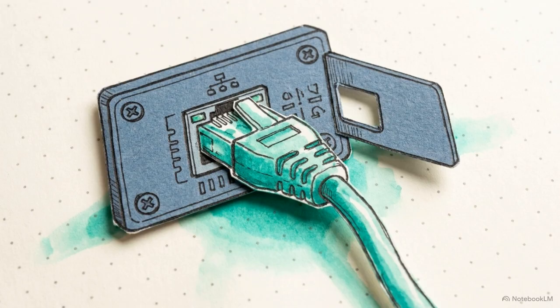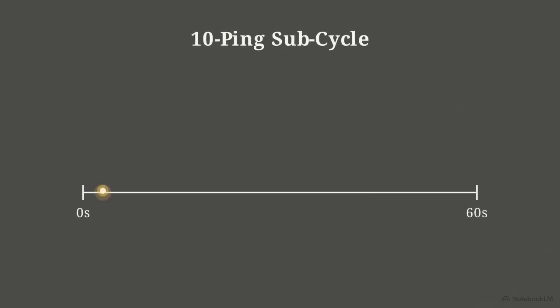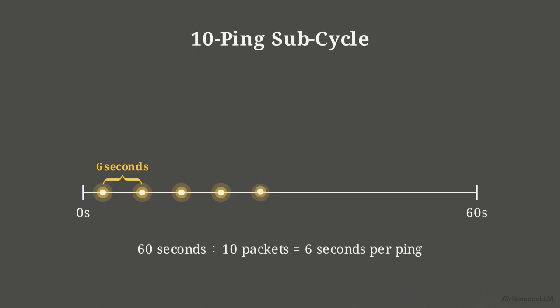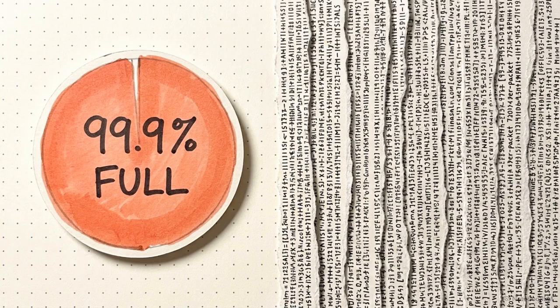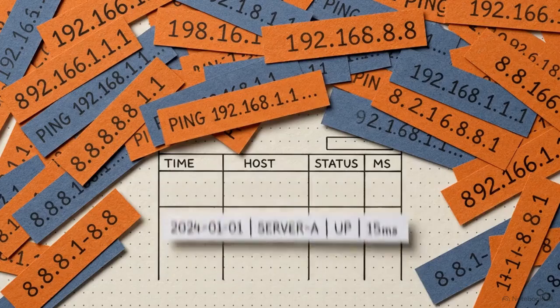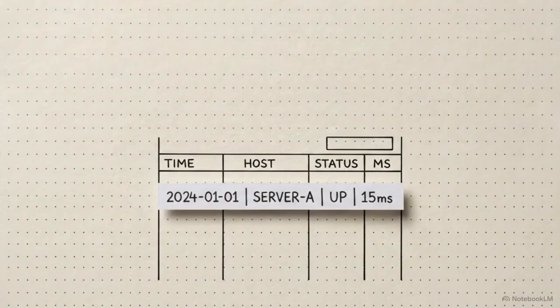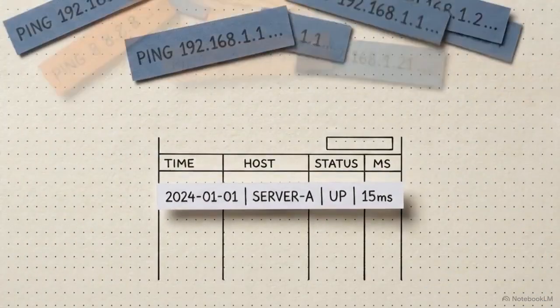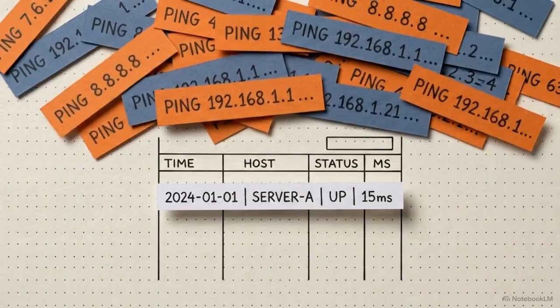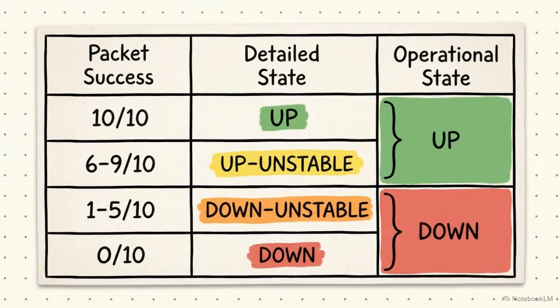To solve the data ingestion problem, this platform utilizes a high-fidelity subcycle. Instead of a single check, it fires 10 pings inside each minute window, spacing the packets exactly 6 seconds apart. Storing high-frequency per-packet logs triggers rapid disk bloat. To prevent this, the engine calculates the metrics entirely in memory, writing only a single summarized row to the database every 60 seconds. This table shows how we track the raw per-minute truth.